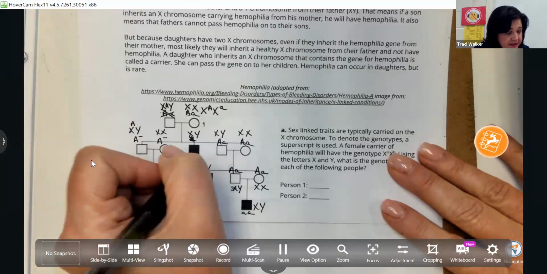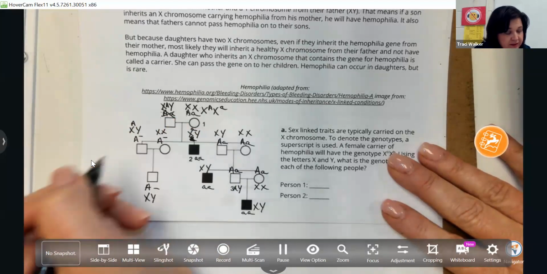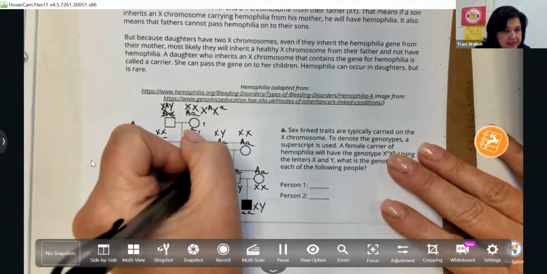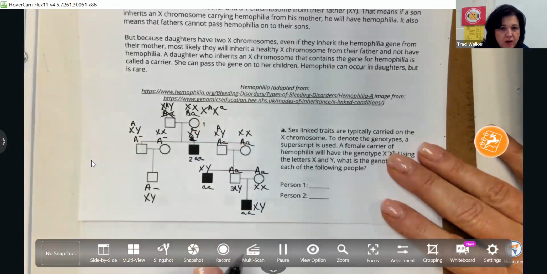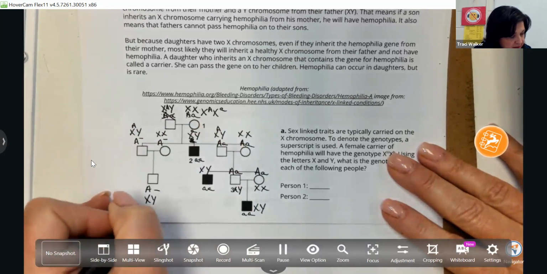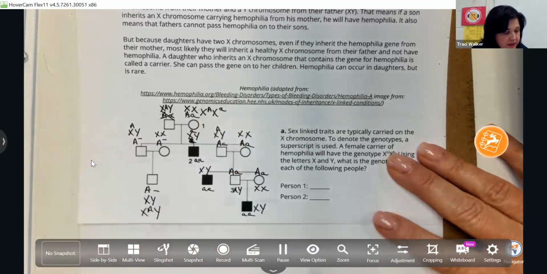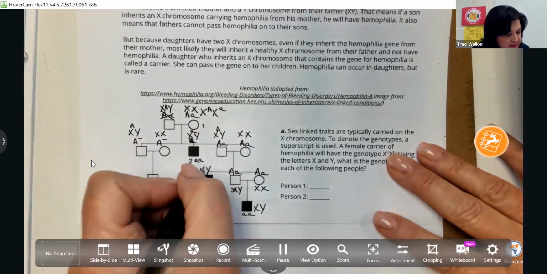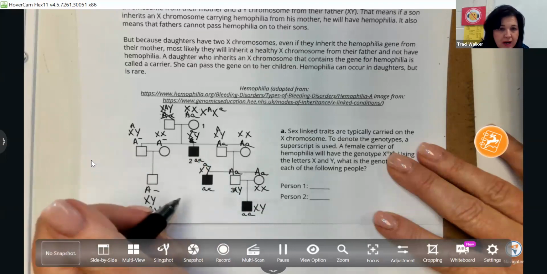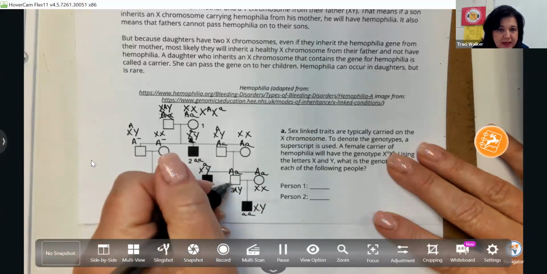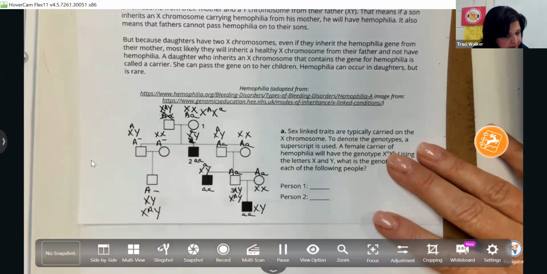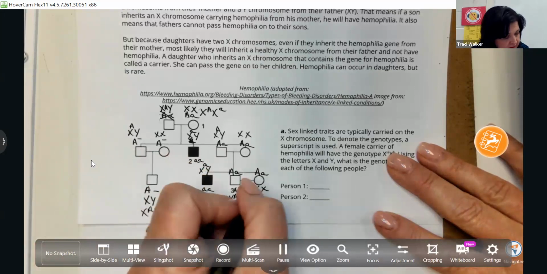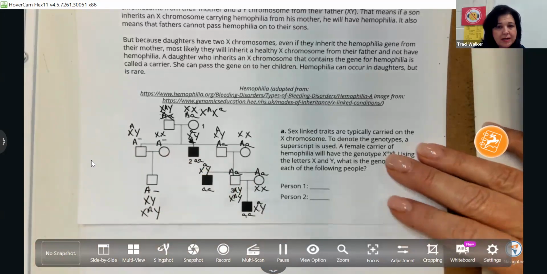This male is affected. So this male is X, little a, Y. This male is not affected. So this male is X, big A, Y. This male is not affected. So this male is X, big A, Y. This male is affected. So this male is X, little a, Y. This male is not affected. So this male is X, big A, Y. And this male is affected. So this male is X, little a, Y.